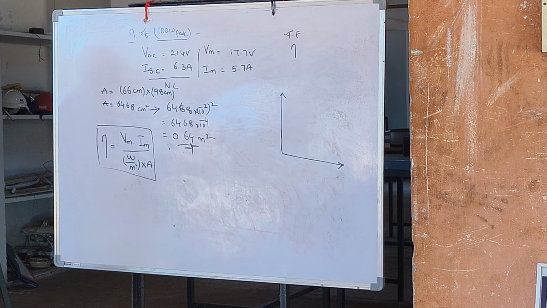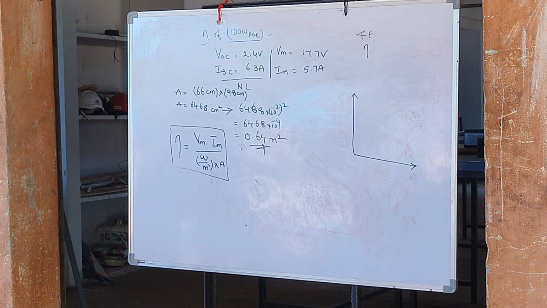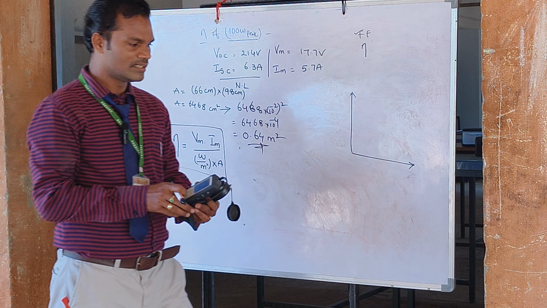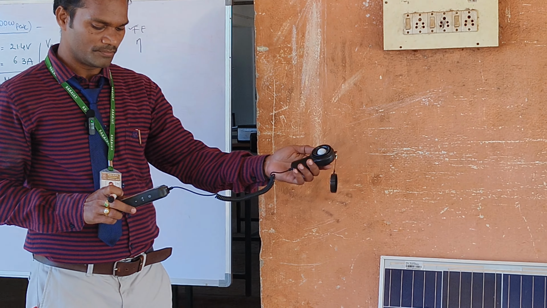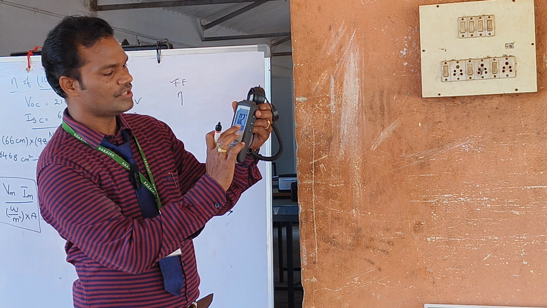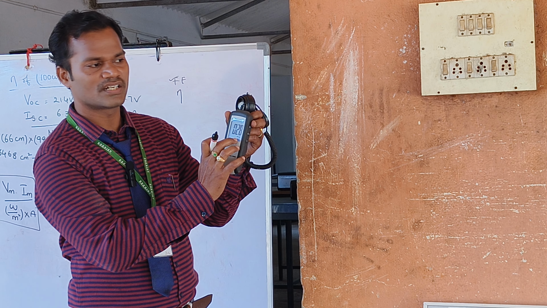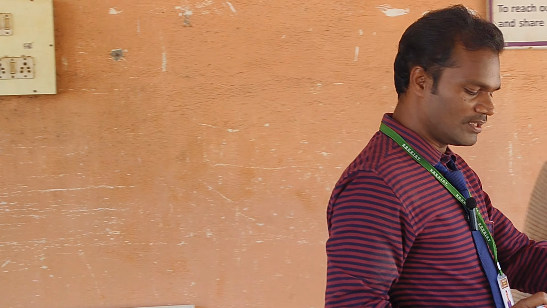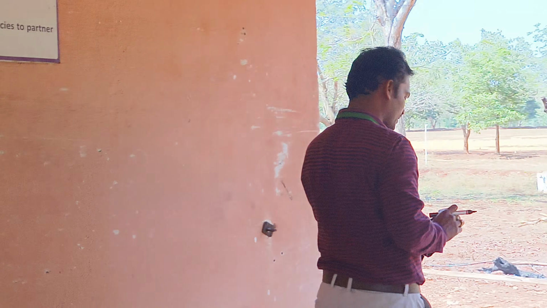Okay. So now we know the output of the solar panel, but we require the input of the solar panel. So now we are subjecting the solar panel to the heat. You can see this irradiation. How much is it showing? 27 watt per meter square. So now I'm going to check the irradiation of this panel.